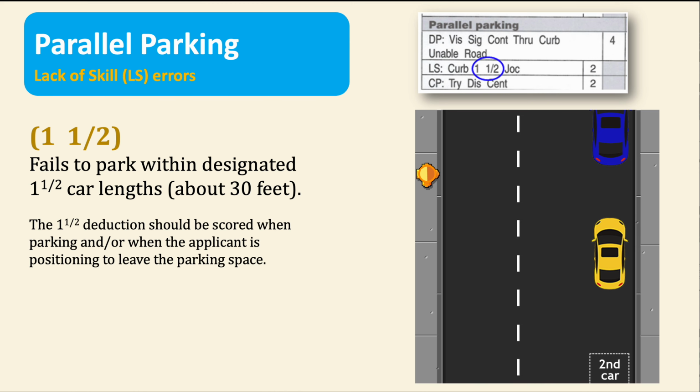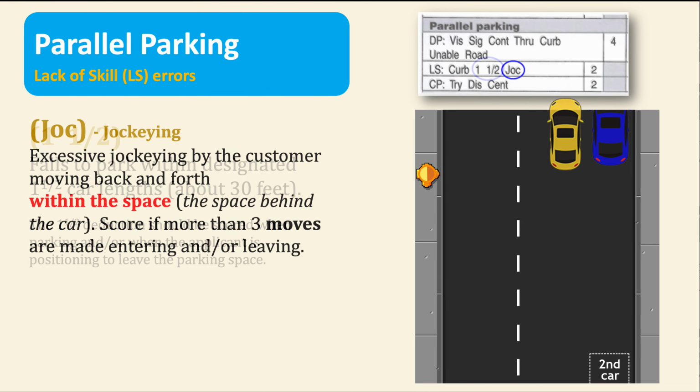Now this also counts when parking or when the applicant is getting ready to leave the parking space. So they back over it on the way out, score 1.5. So it is possible you could score it twice, on the way in and on the way out. And if they're jockeying within the space, you could score it again as well.